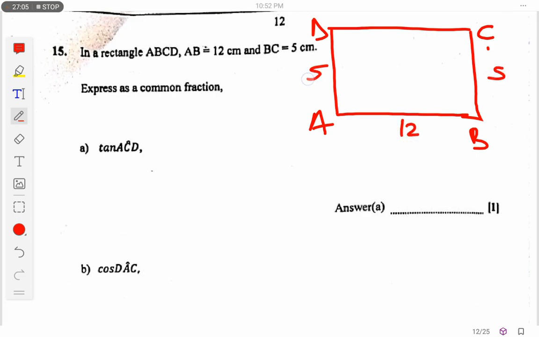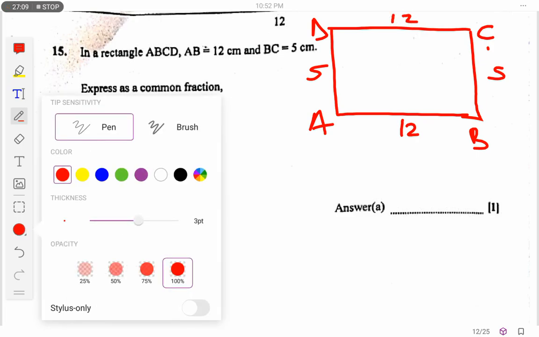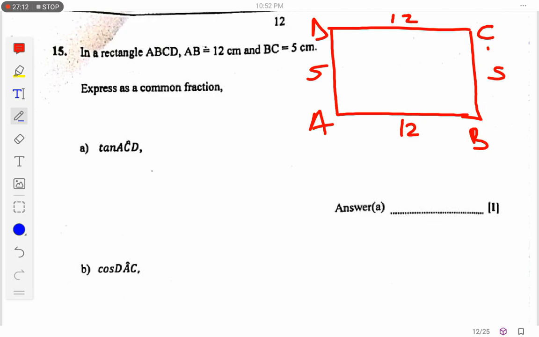So basically this is also 5, this is also 12. Then they are asking us what is the tan ACD. So we want this angle there. For me to do that, I have to find this side here, the hypotenuse, x. So I can use this triangle there and find the hypotenuse.